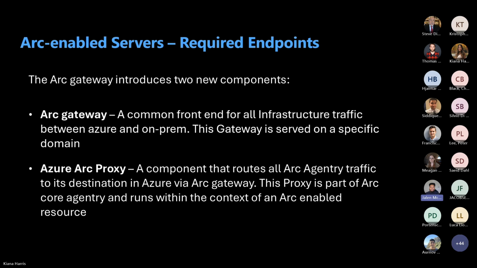And then the second component that's introduced as part of the gateway is called the Azure Arc Proxy. And this is the on-prem component. So this is part of the Arc agent. And this Azure Arc Proxy routes all Arc agent traffic to its destination in Azure via Arc Gateway. So this proxy is part of the core Arc agent. And like I mentioned, it runs within the context of an Arc-enabled resource. So every Arc-enabled resource gets its own Azure Arc Proxy as part of the Arc agent.